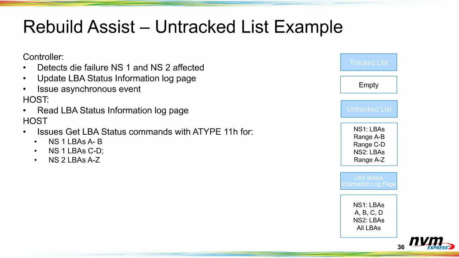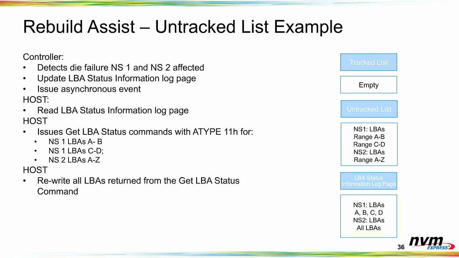for namespace 1 for LBAs A through B, for namespace 1 for LBAs C through D, and another one for namespace 2, LBAs A through Z. So when it has done that, it has gotten a list of actual LBAs that have issues.